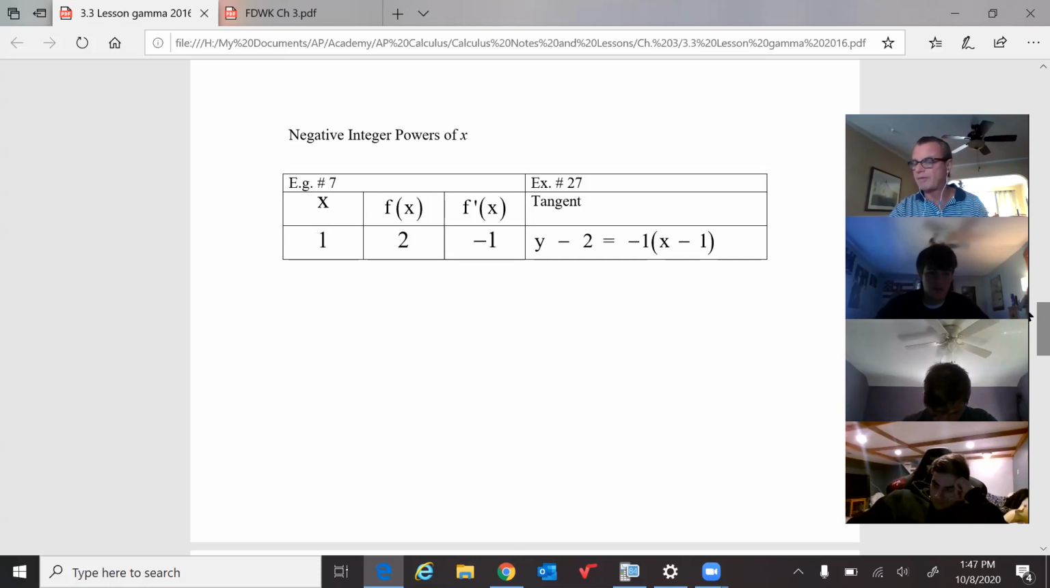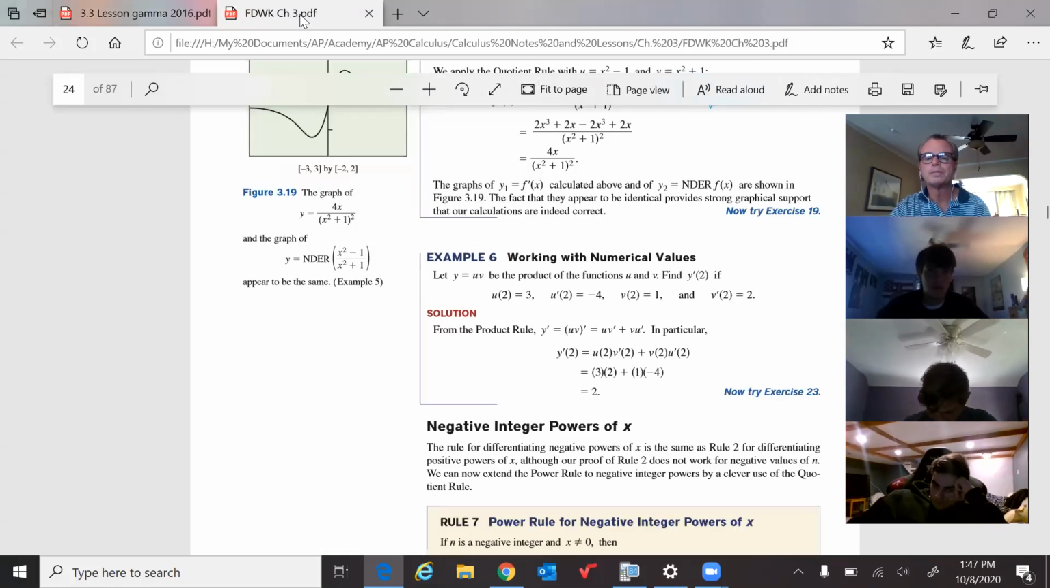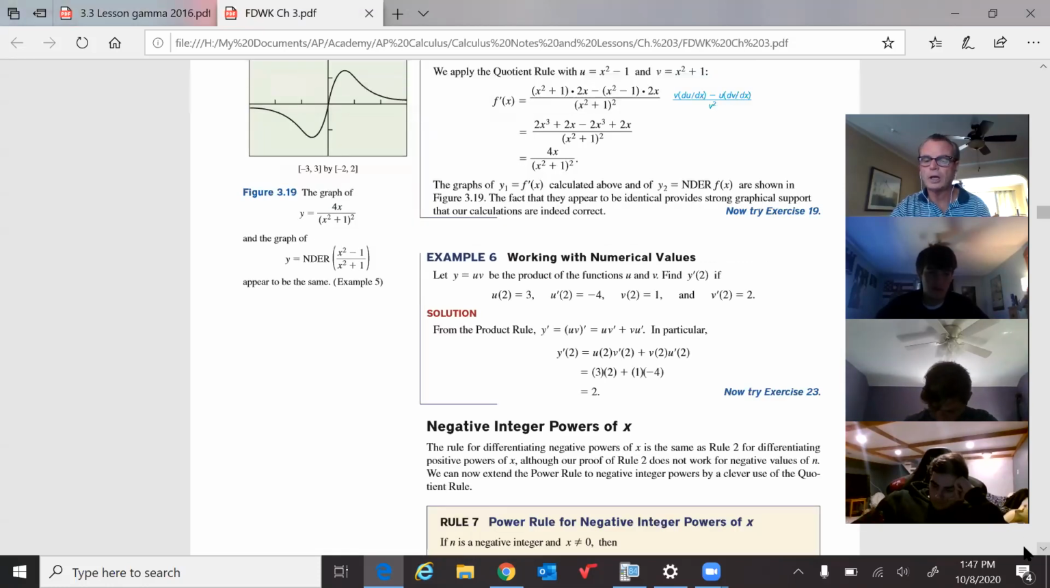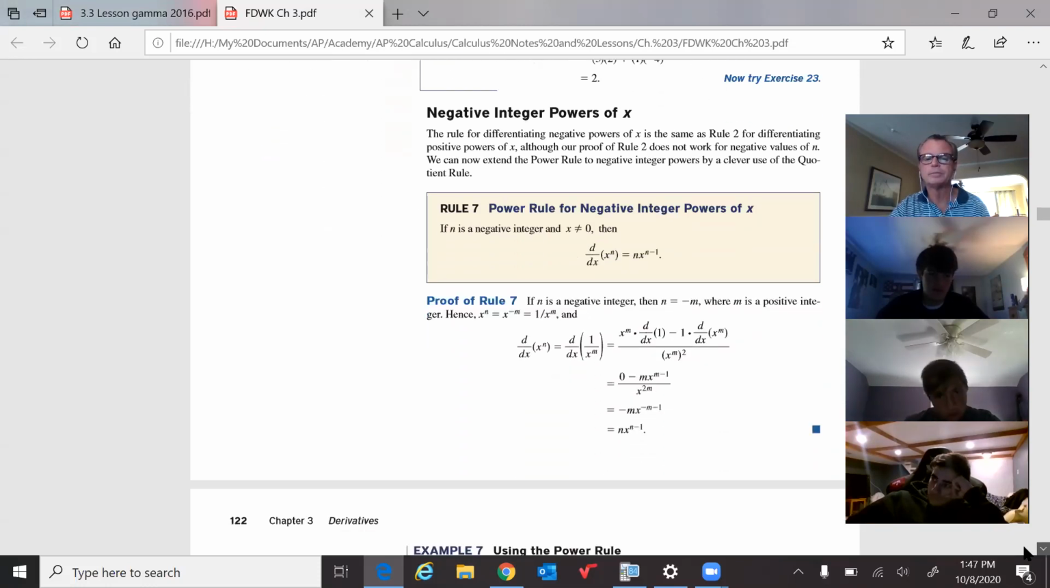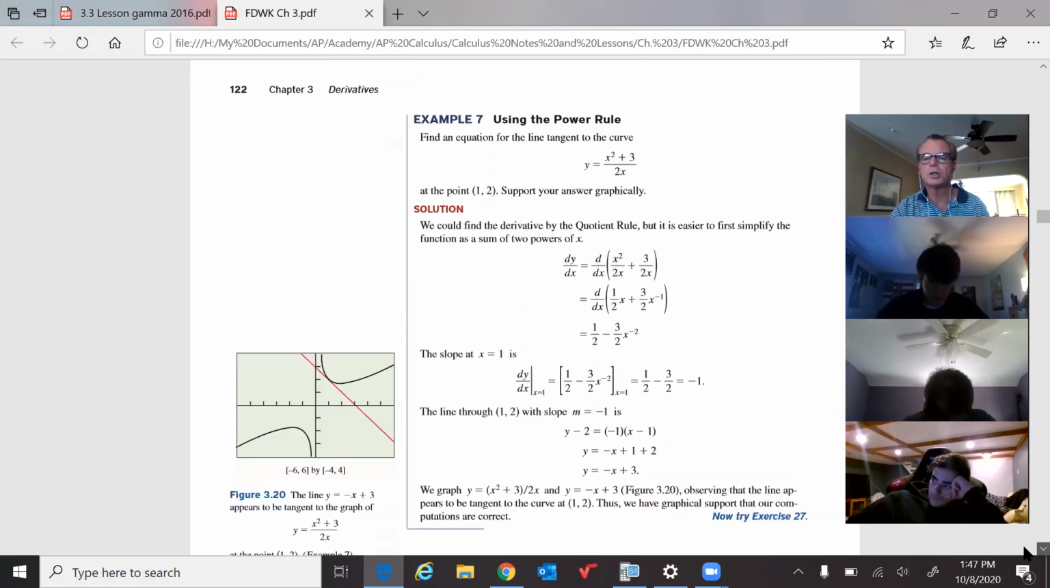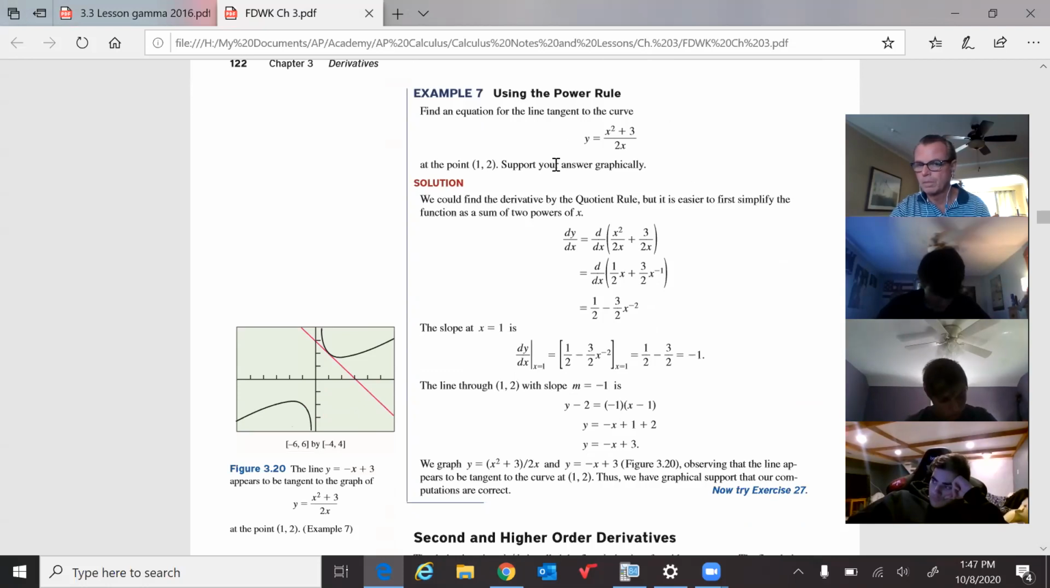So example 7, we're here. And look what happens in example 7. Here's the question. And you look at that and you think, oh, quotient rule. You got a quotient, you got a ratio of these two functions. But what did they do?